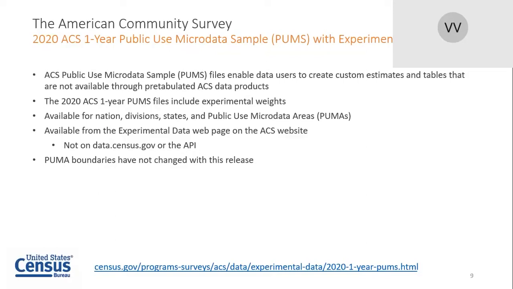The files provide population and housing characteristics down to the public use microdata areas, or PUMAs, which are special non-overlapping areas that partition each state into contiguous geographic units. These are drawn after each decennial census so that they contain no fewer than 100,000 people. The PUMS data released today are available for the nation, divisions, states, and PUMAs, and can be accessed by using the URL at the bottom of this slide. This will take you to the experimental data webpage on the ACS website. Please note that the PUMA boundaries have not changed with this release.